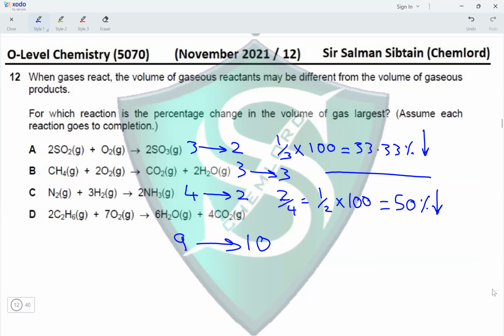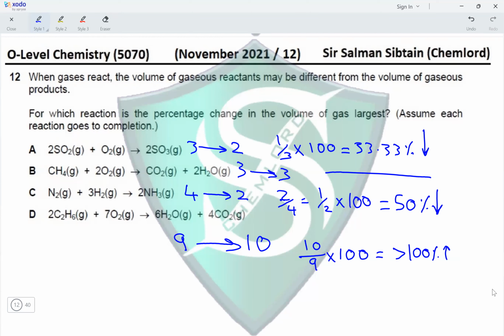So 10 upon 9 into 100. This would be a value that is greater than 100%. So we've got a greater increase. There is an increase in the volume. So the question has asked us which reaction is the percentage change in the volume of the gas greatest.